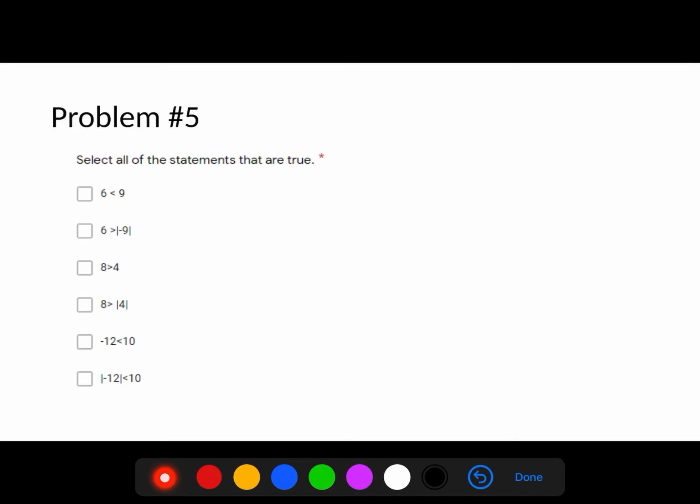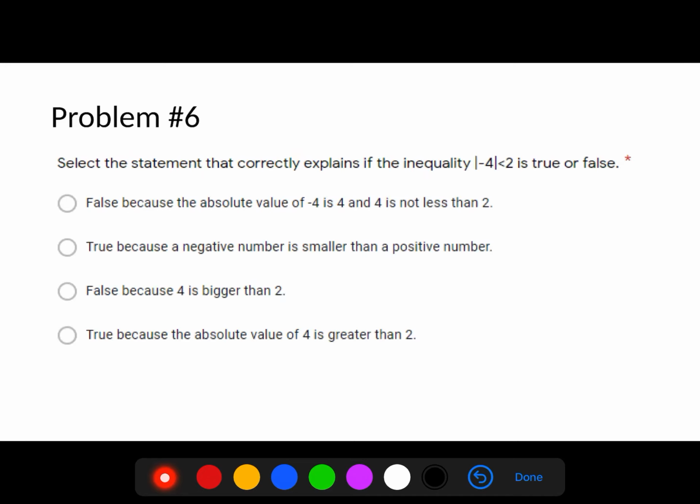The last one, number 6, select the statement that correctly explains if the inequality, the absolute value of -4 is less than 2, is true or false. Well, first, again, the absolute value of -4 is just 4. So 4 is less than 2. That's what you're thinking about.